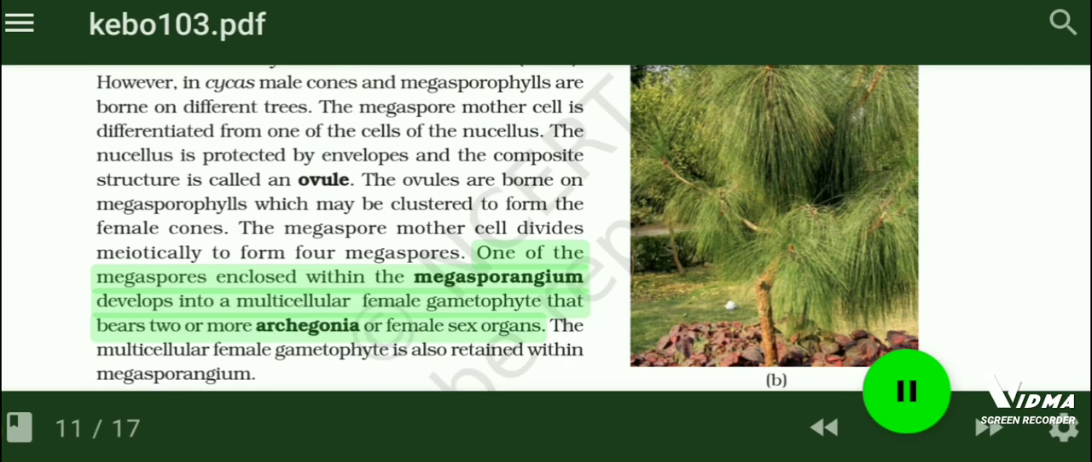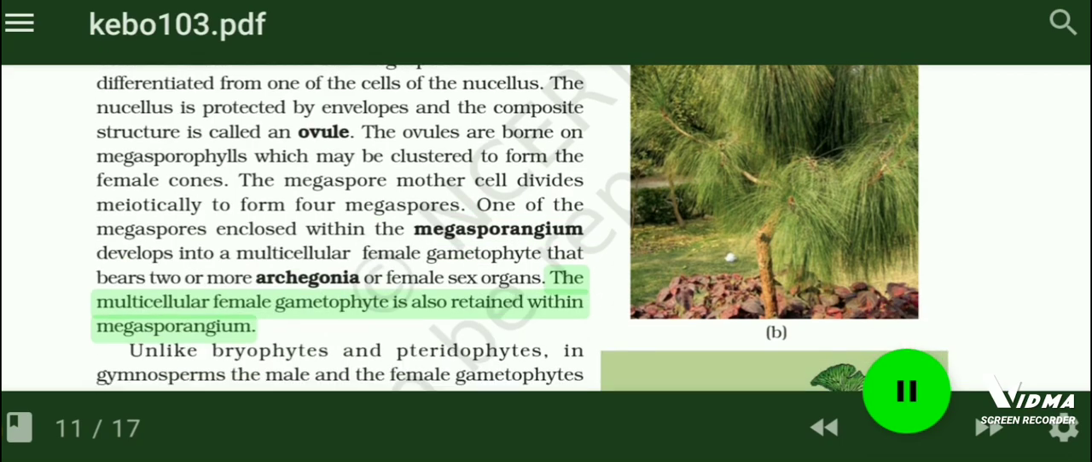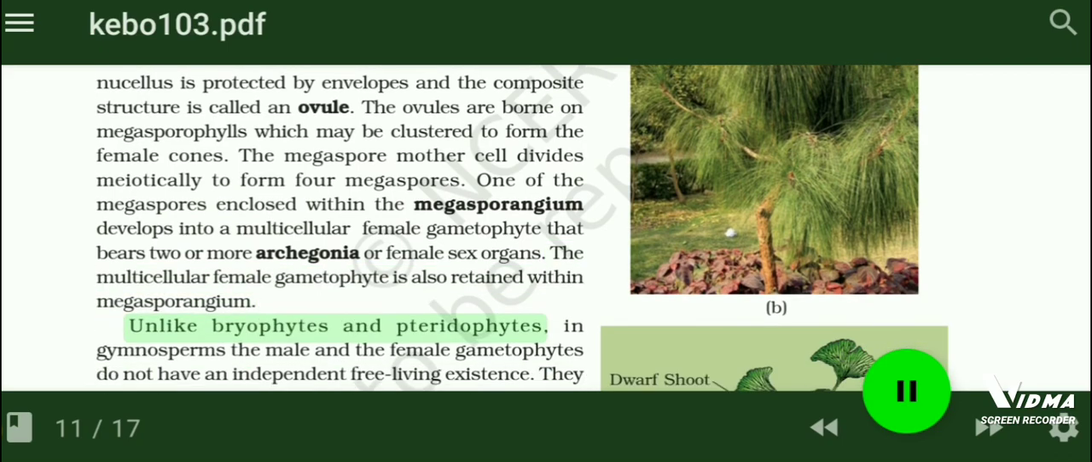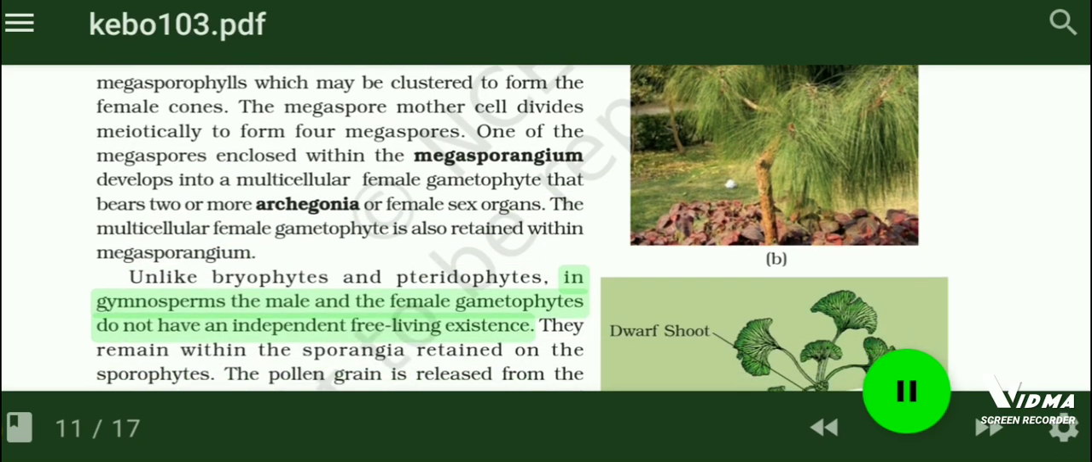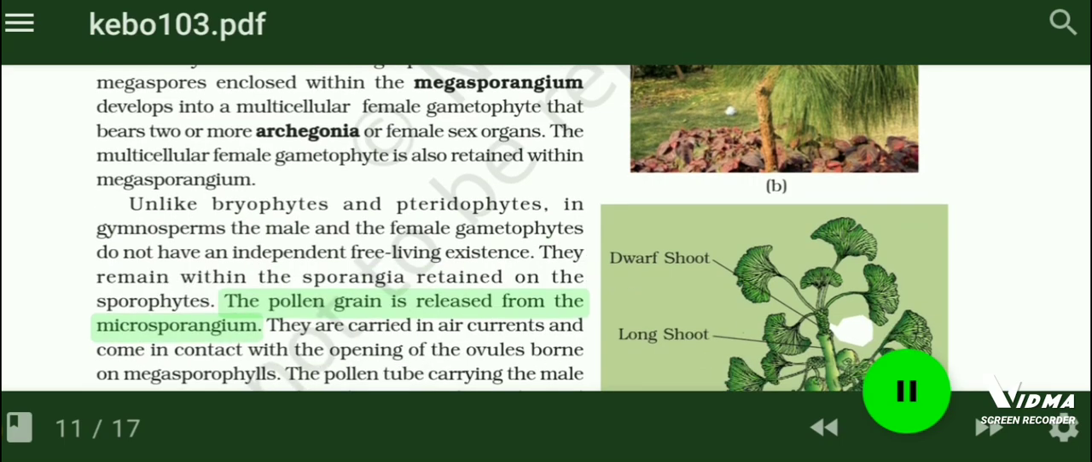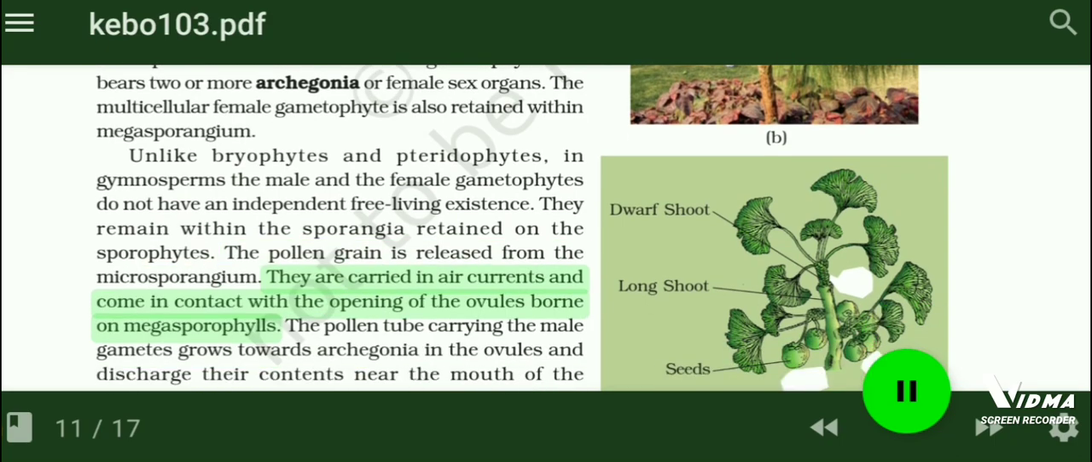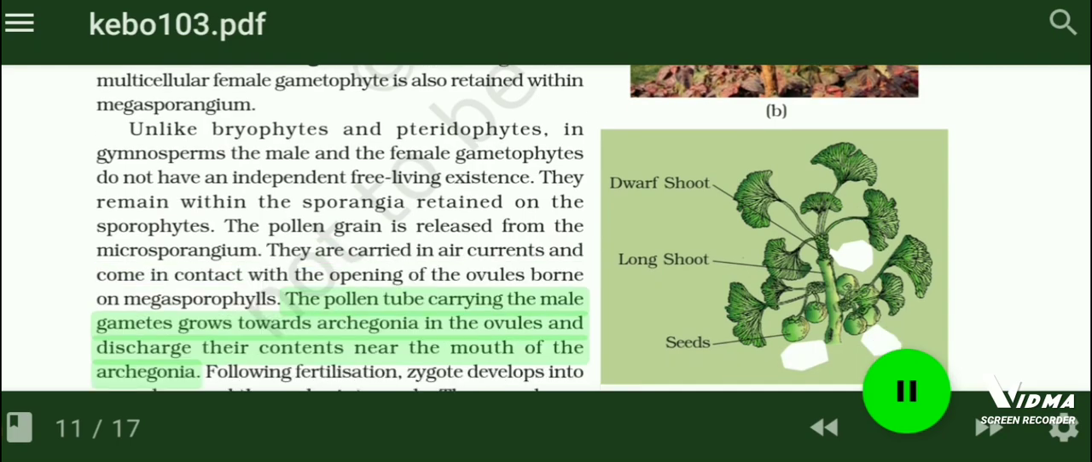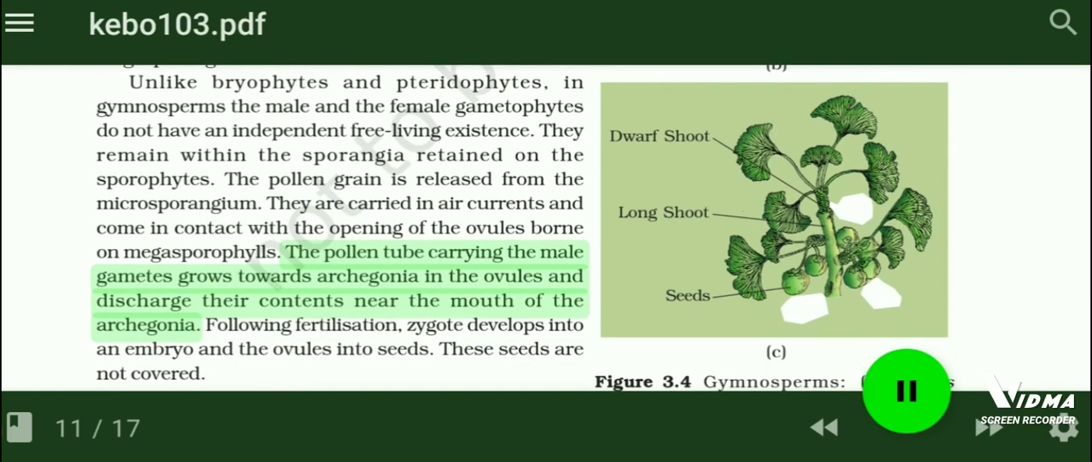The megaspore mother cell is differentiated from one of the cells of the nucellus. The nucellus is protected by envelopes and the composite structure is called an ovule. The ovules are borne on megasporophylls which may be clustered to form the female cones. The megaspore mother cell divides meiotically to form 4 megaspores. One of the megaspores enclosed within the megasporangium develops into a multicellular female gametophyte that bears 2 or more archegonia or female sex organs. The multicellular female gametophyte is also retained within megasporangium.